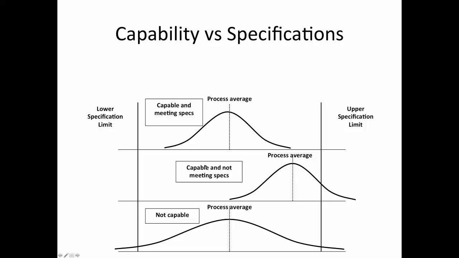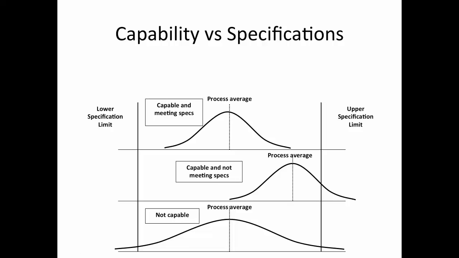The next example down here, however, has an amount of variation that is identical. In other words, the distance from the upper tail to the lower tail is the same as the previous problem, but my process average is not centered on my design nominal value. It's not centered on the target specification. It's centered close to the upper specification limit. Clearly, we can see there's a lot of products that are being made outside of the spec limits.